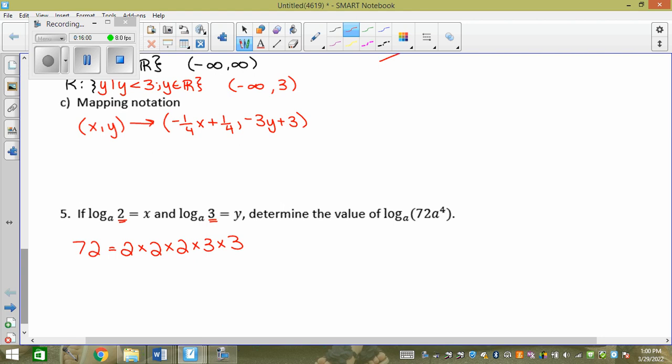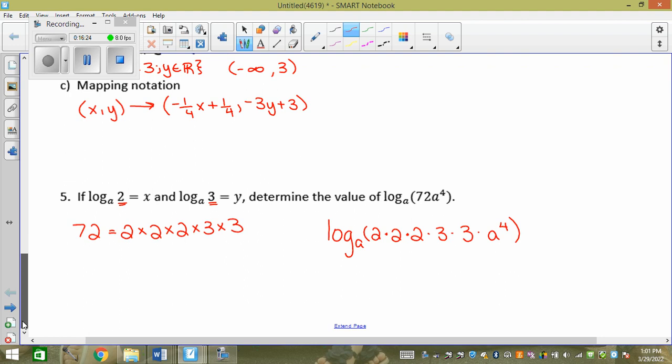All right. Let's turn 72 into 2 times 2 times 2 times 3 times 3. So we get log base A of 2 times 2 times 2 times 3 times 3 times A to the 4. Now what can I do when I have a whole bunch of multiplications? I can use the multiplication rule and separate them into single logs by addition. Remember, I told you guys you're really good at taking additions and subtractions and putting them together as a single log, but you're kind of terrible at remembering that you can take them back apart, right? So we want to get past that point.